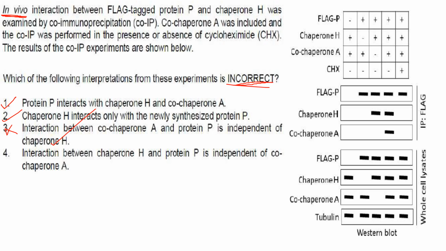Then the fourth one, interaction between chaperone H and protein P is independent of co-chaperone A. That is also correct. When co-chaperone A is not added, that is this one, you get the band of chaperone H and flag P protein in lane 3.